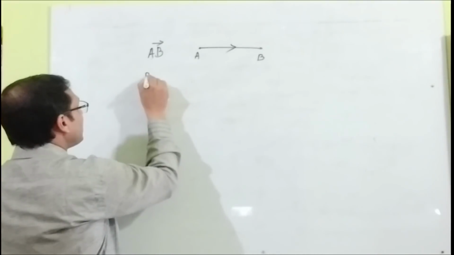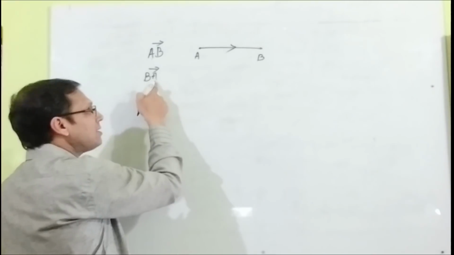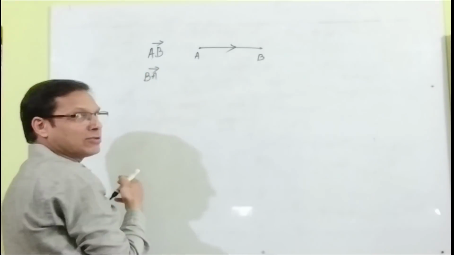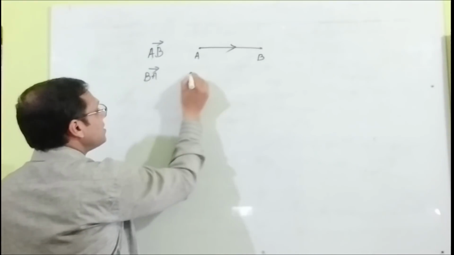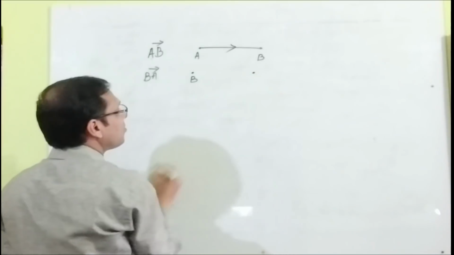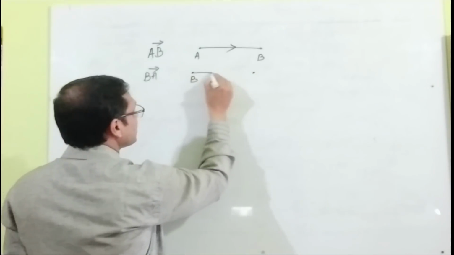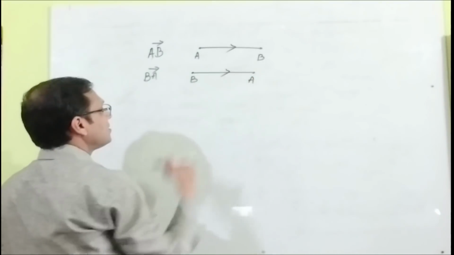If you take vector BA, what do you mean by this? Then you will write the line segment BA and put one arrow mark on it, and the initial point of vector BA is B. This is the initial point, whereas the final or terminal point is A, and this is represented likewise.